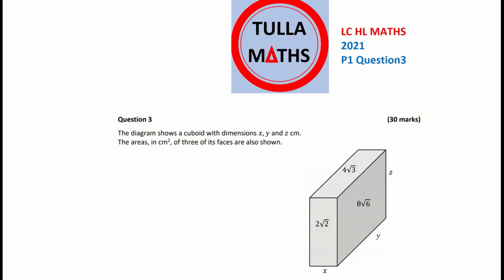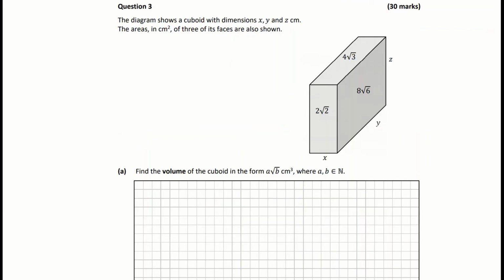This is a sample answer to question 3 on paper 1 of the 2021 Leaving Cert Maths paper. In question 3, it gave us a diagram of a cuboid, with dimensions x multiplied by y multiplied by z. They gave us the area of the 3 faces as per the diagram, and they wanted us to find the volume of the cuboid. Different ways that you could look at it.